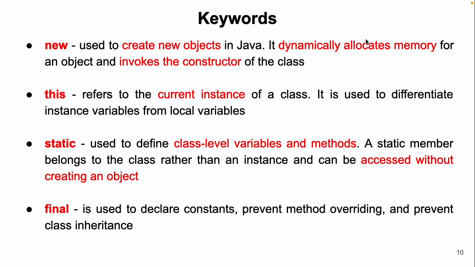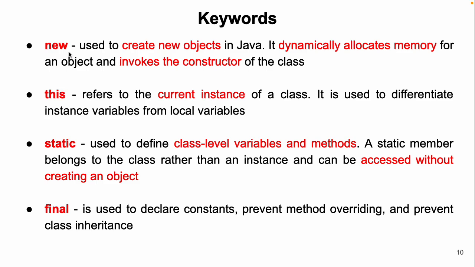So today we are going to see 4 keywords. We already saw them, once again we will see here. So far we have come up with 4 keywords: new, this, static and final.